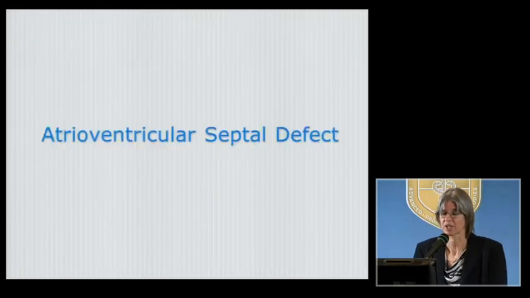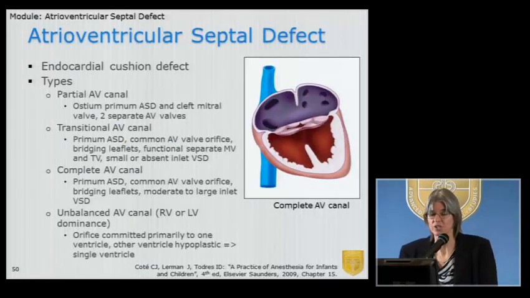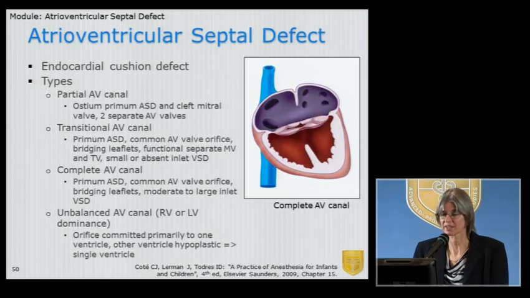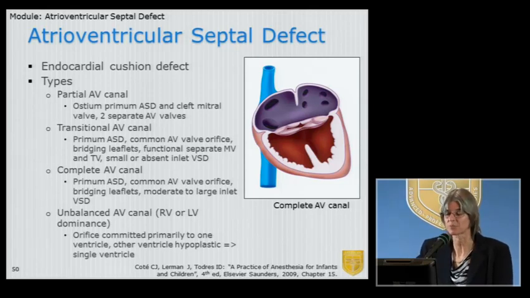All right, moving on to the atrioventricular septal defects. So this is the endocardial cushion defect. Classically, we have several types. We talk about a partial AV canal when you basically have just the ostium primum ASD and a cleft in the mitral valve, but otherwise two separate, nicely formed AV valves.